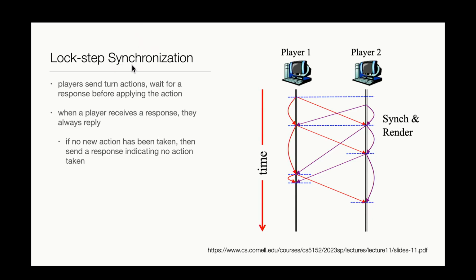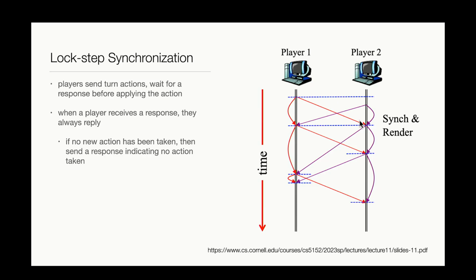consistency technique is called lockstep synchronization. And so here, players send turn actions and they wait for a response before they apply the action. Right, so here you're not waiting some fixed period of time, you're waiting for enough time so that you get a response from the other players, probably the server, right? So in this example here, the blue line shows you, this is when player one does something, right? So they perform some action at this time here. Right? Player two performs their action sometime later.